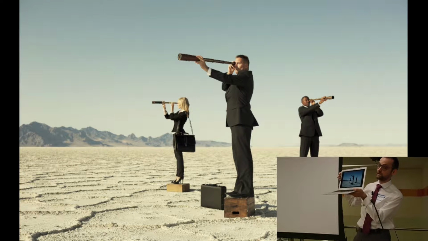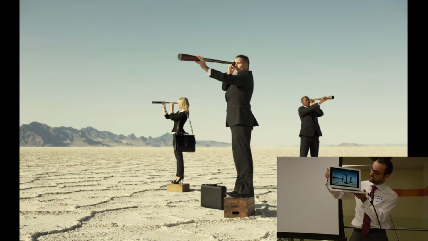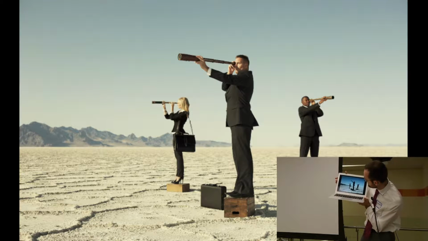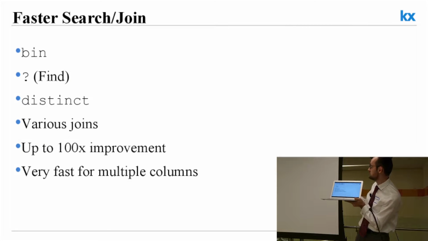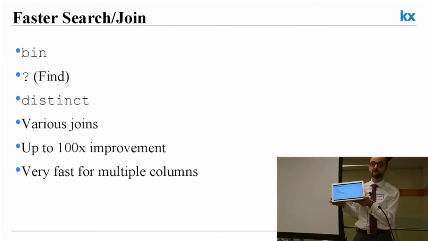And then we've also got faster search. So this is 3 people looking out of telescopes and standing on briefcases in salt mines. Basically, bin and find, which is the question mark, and also distinct, have all been improved significantly.